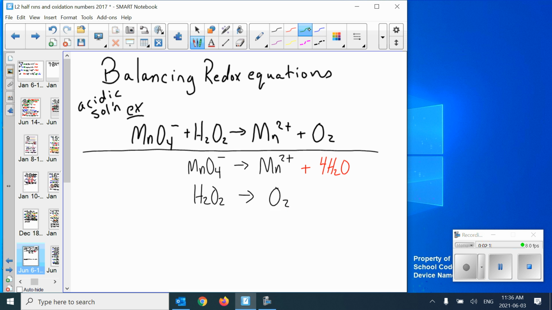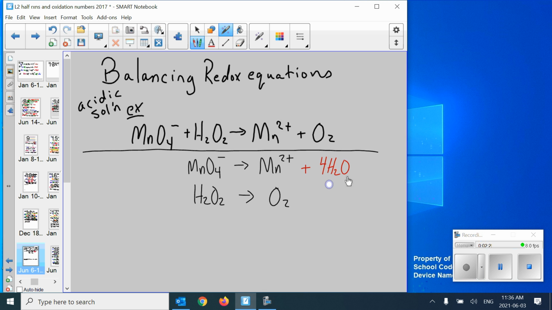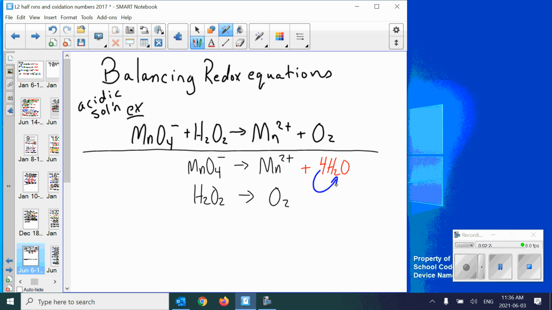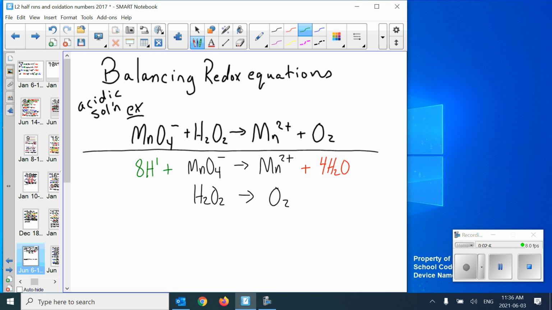Third step, balance for hydrogen using H plus if necessary. First half reaction, on the product side we have 4 times 2, 8 hydrogens. That means we need 8 on the left side, the reactants. I'm going to put the groups of hydrogen ion. This is an acidic solution. Hydrogen ion is what's given up, that's why we use H plus. That one's done. Second one, 2 hydrogens. No hydrogens on the products, so we need to add 2 hydrogens. We are done with step 3.